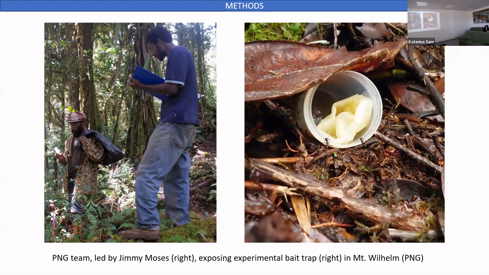Here you can see Jimmy, how he's sampling in Mount Wilhelm, putting the baits with assistance, and then the bait is visited by ants, and you basically close it and kill the ants and count them later, which ant species and in what quantities were coming inside of the tube.